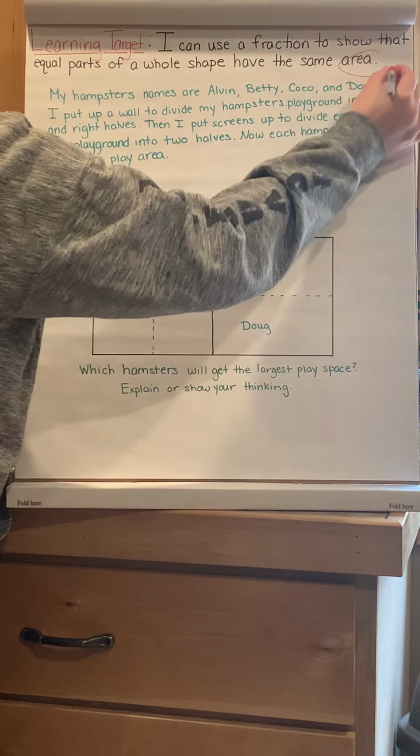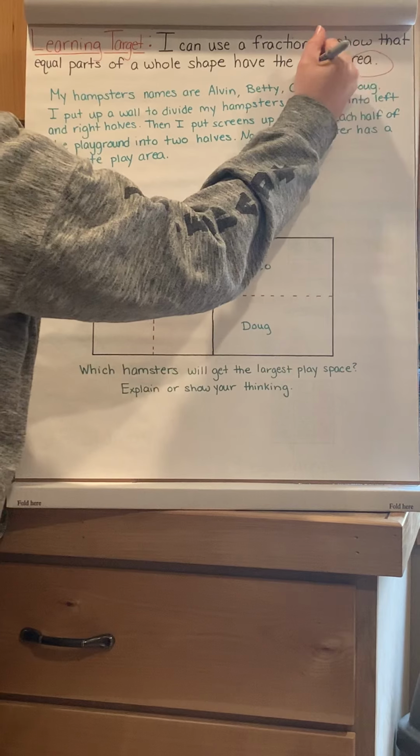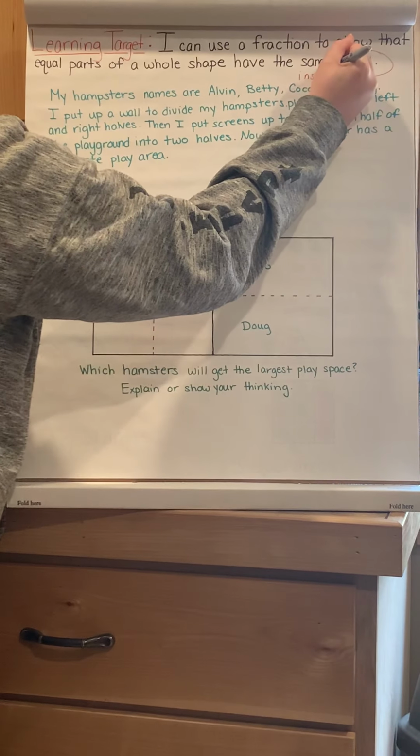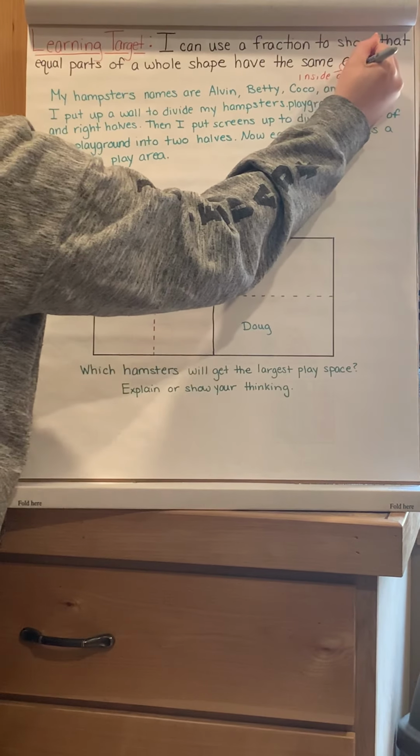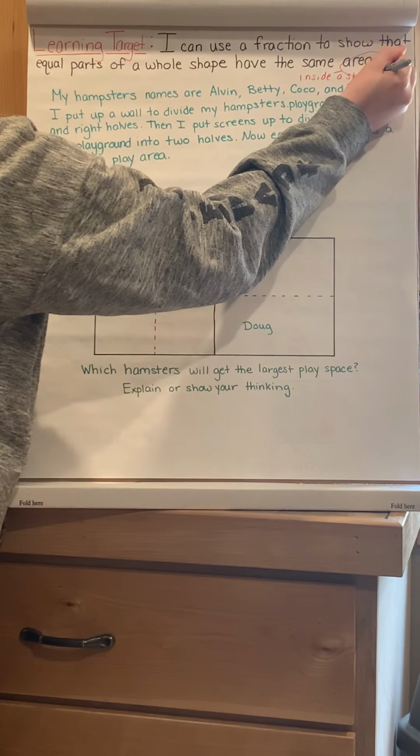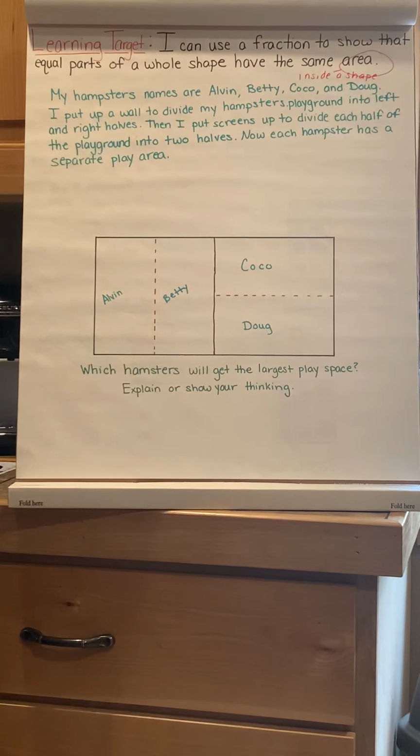Area, that is inside a shape. So the example that we use in class to distinguish the difference between area and perimeter is that perimeter is the outside of your swimming pool when you're walking around it, and the area is inside your pool. How much you can fit inside, so how much water would be in your pool.